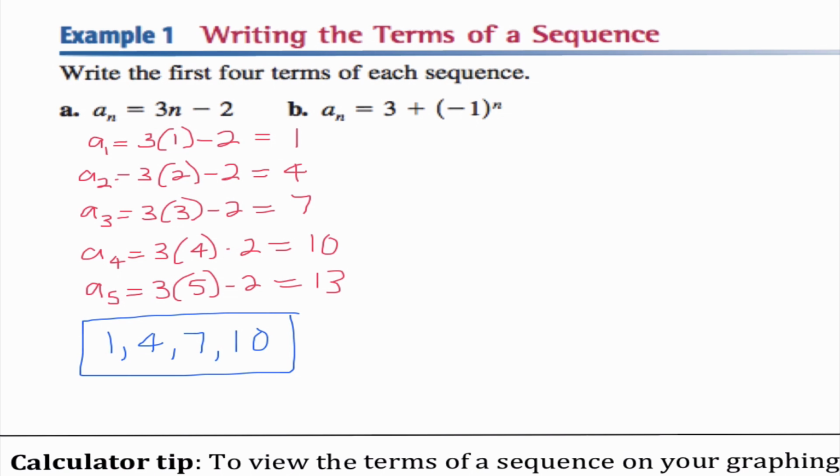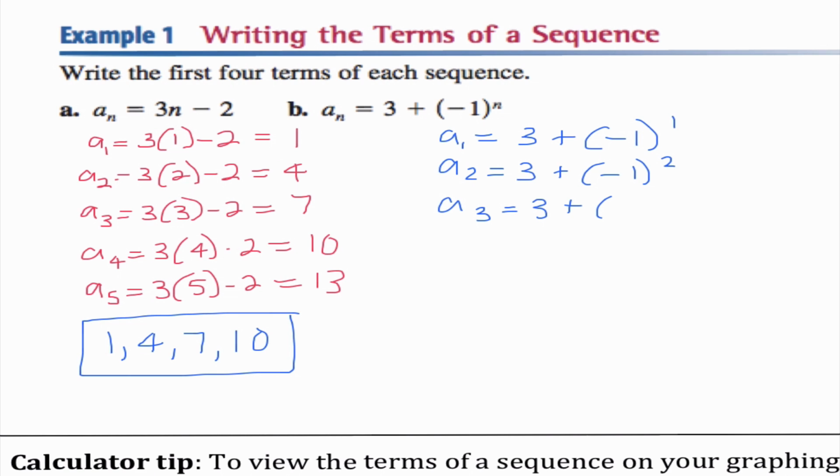For B, a sub 1 would be 3 plus the quantity negative 1 to the first power. A sub 2 would be 3 plus negative 1 to the second power. A sub 3 would be 3 plus negative 1 to the third power. A sub 4 would be 3 plus negative 1 to the fourth power. If I'm working this, I know when I take negative 1 to an odd power, it's going to be negative 1. When I take negative 1 to an even power, it's going to be positive 1.